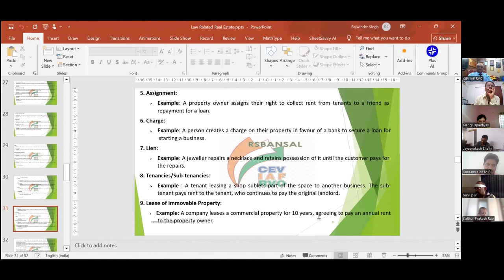Yes, sir. Please continue. So next, tenancies and subtenancy. A tenant leasing a shop sublets part of the space to another business. The subtenant pays rent to the tenant, who continues to pay the original landlord. Then lease of immovable property. A company leases a commercial property for 10 years, agreeing to pay an annual rent to the property owner.